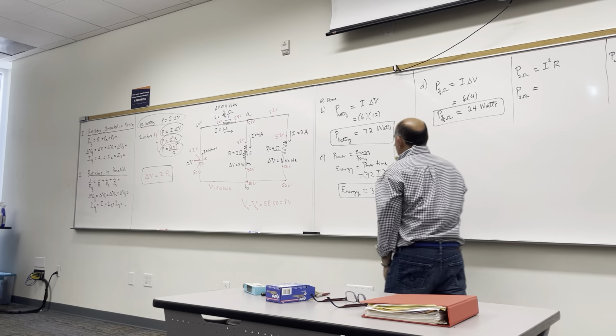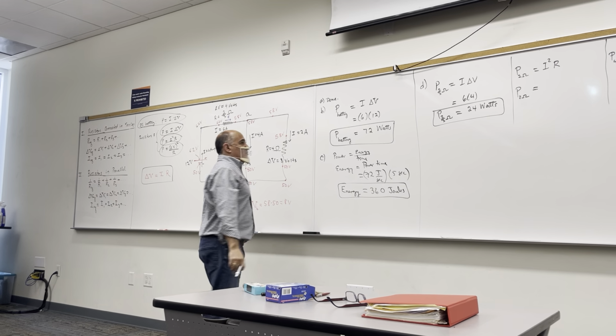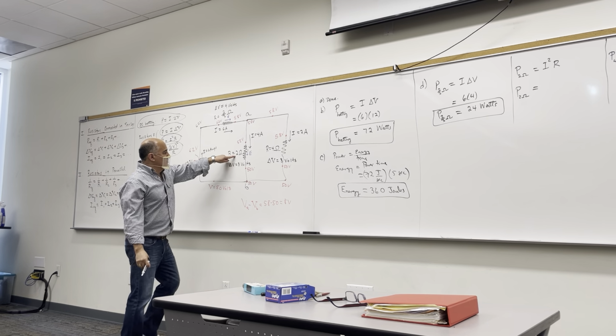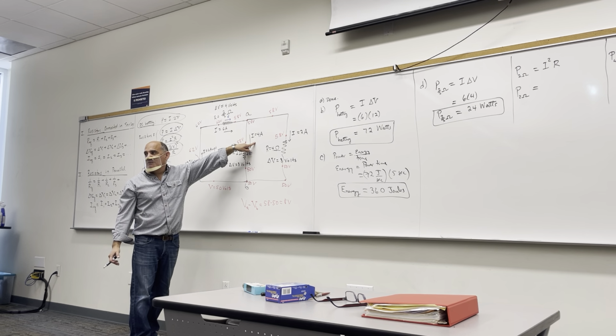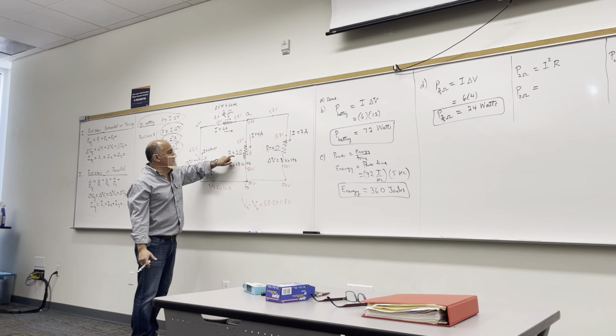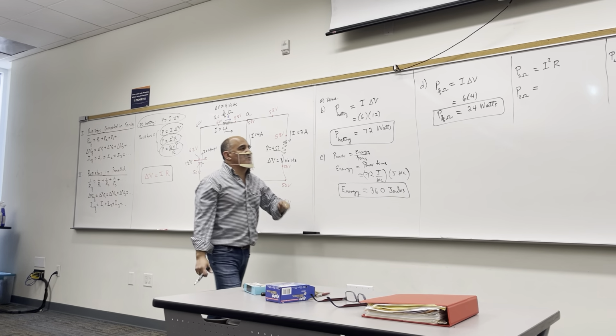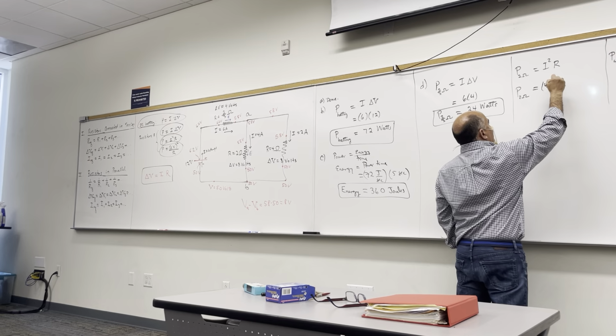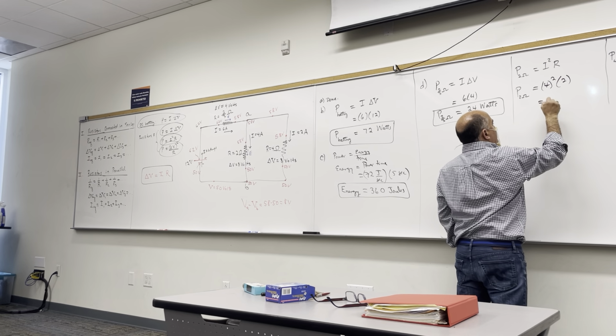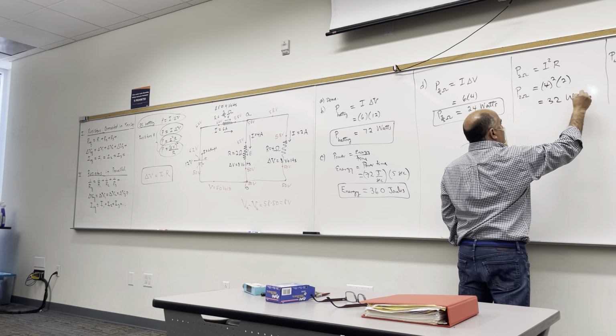What about the 2 ohm resistor? What is the current through it? For the 2 ohm, what was the current? 4 amps. And what was the resistance? 2. So this would be 4, and I have to square that thing times 2. So that should be 32 watts.